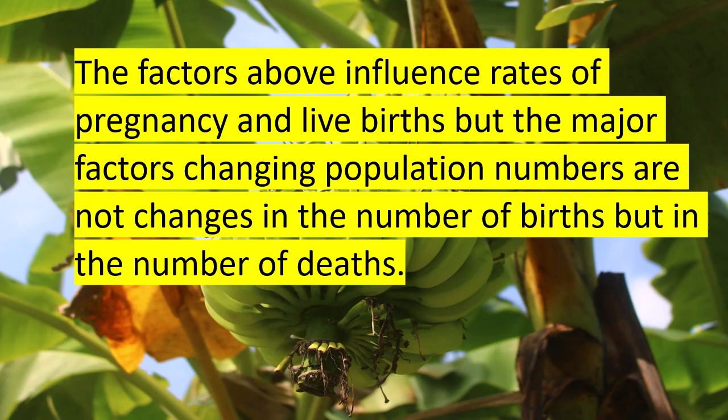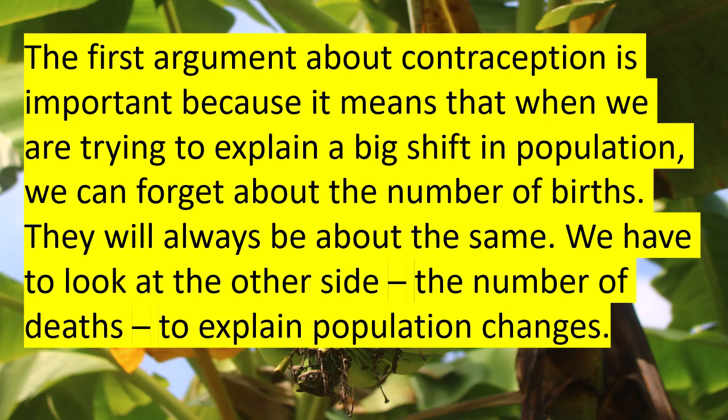The factors above influence rates of pregnancy and live births, but the major factors changing population numbers are not changes in the number of births, but in the number of deaths. The first argument about contraception is important because it means that when we are trying to explain a big shift in population, we can forget about the number of births. They will always be about the same. We have to look at the other side, the number of deaths, to explain population changes.